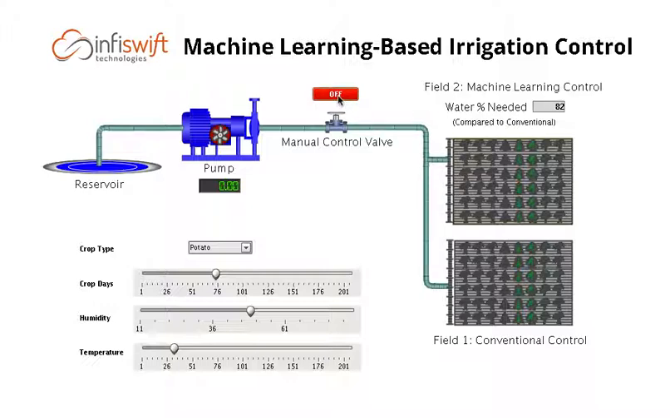So I started with the manual control valve off. I'm going to turn that on now. And you're going to notice that the rate of watering on the conventional field is going to be very constant, and it's going to take roughly about 15 seconds here. Because we know the specific water needs in the machine learning controlled field, it takes less time to cover the field, and that's because we're actually applying less water.